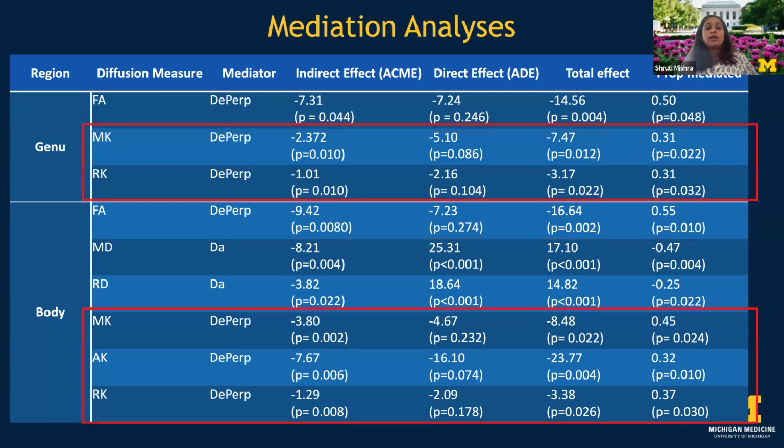And then looking at our kurtosis measures, we had various kurtosis measures that had a statistically significant relationship in the genu and body with our lesion volumes.